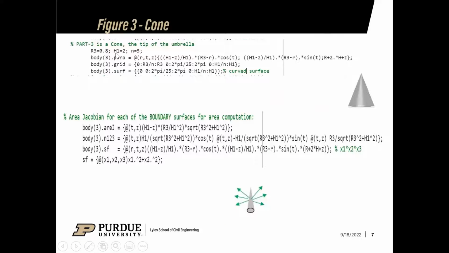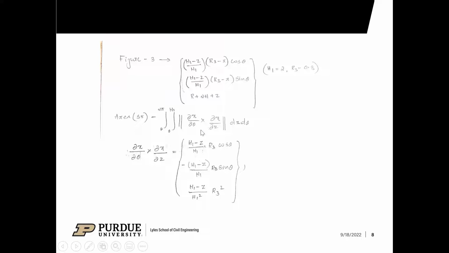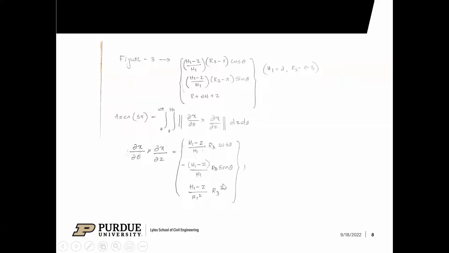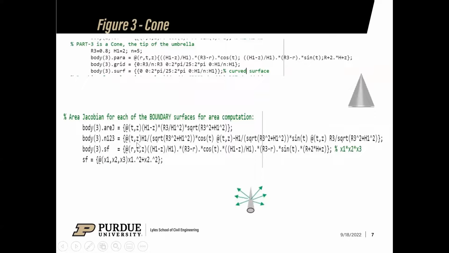My third figure is the cone, in which the parameterization of the cone is given. I have taken one surface, the curved surface of the cone, and I have cross-producted the parameter by the variables d theta and dz, and I got the cross-producted values, and I took the determinant. I got the area Jacobian as this, and I divided the area Jacobian with the cross-producted value, and I am getting the normal as h1 by square root of r3 square plus h1 square into cos t, minus h1 by square root of r3 square plus h1 square sin t, and this one.